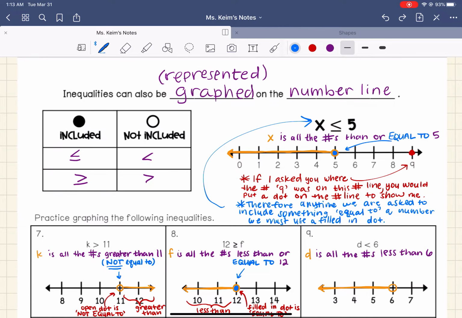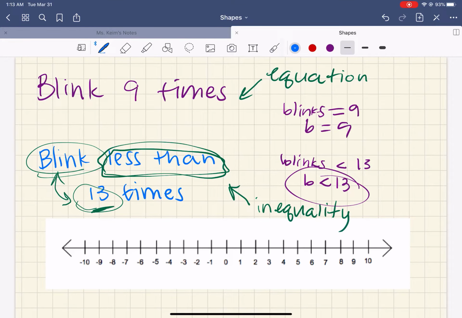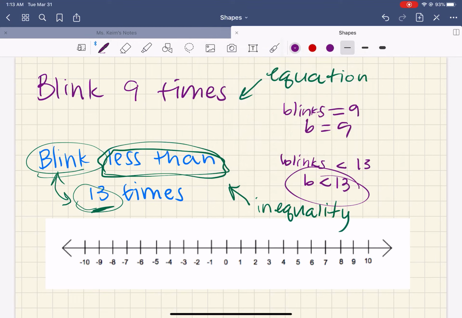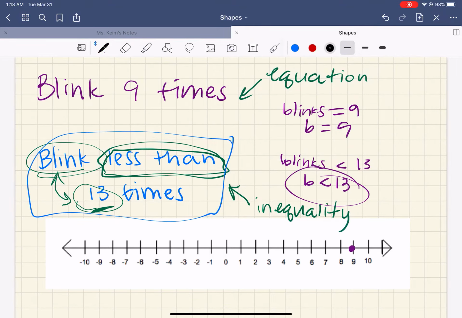Okay, now the open dot is new. So if we go to the blinks one, we can see one where we would use an open dot. Once again, if I wanted to show the solution to this equation on a number line, blinks equals 9, well, I would put a dot at 9 because that's what my blinks equal. But this inequality is different. Inequalities are different. There are multiple solutions. The solution is represented by a range. So my blinks have to be greater than 13. So I need to show all the numbers greater than 13 as representing my variable.